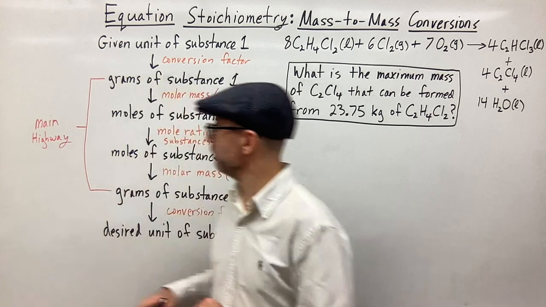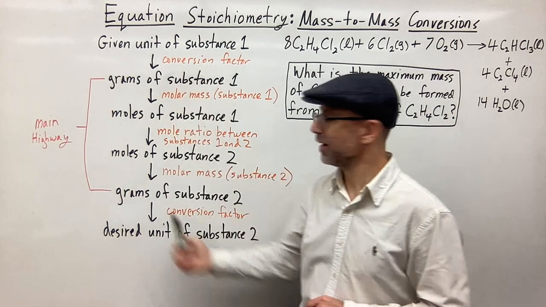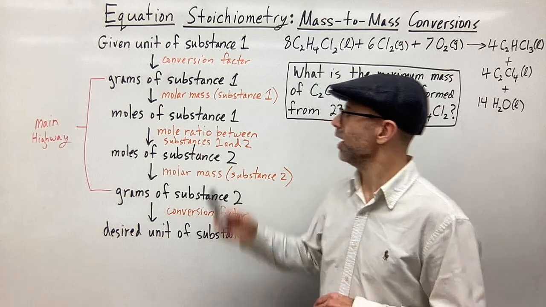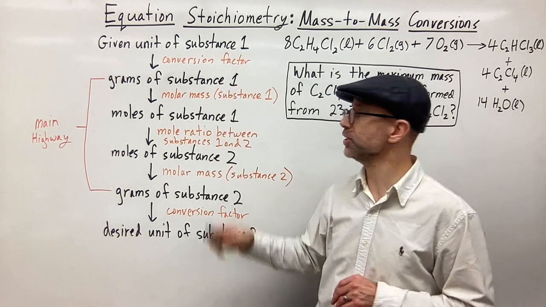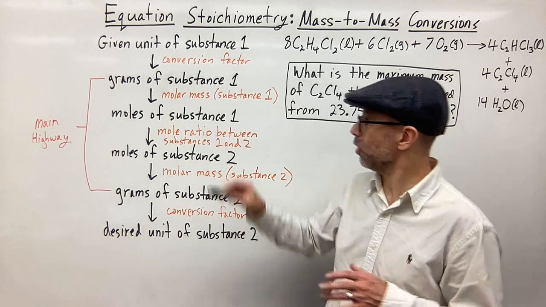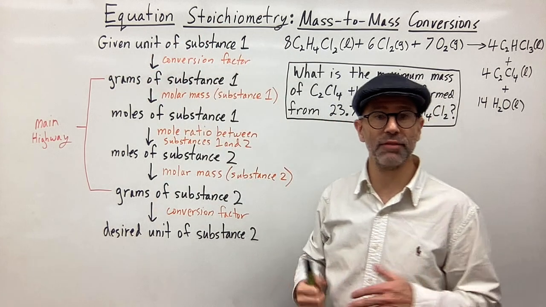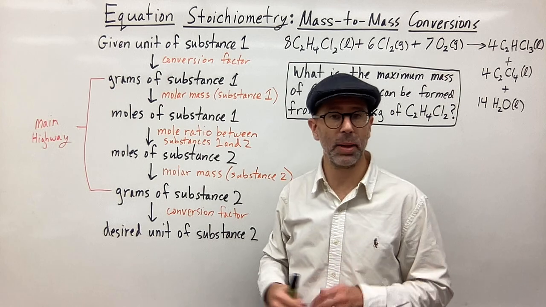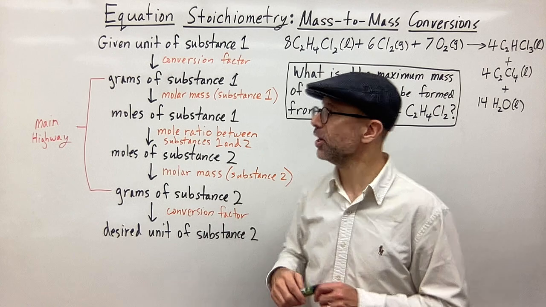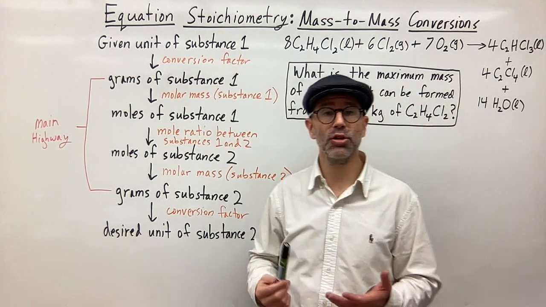So here's the roadmap that you want to be very familiar with. The main highway, in the vast majority of stoichiometry problems, especially the mass-to-mass conversion ones, is that you're going from grams to grams. But in a lot of problems, you're not given grams right off the bat. You're given some other form of mass. Maybe it's pounds, ounces, kilograms, megagrams, whatever it is.